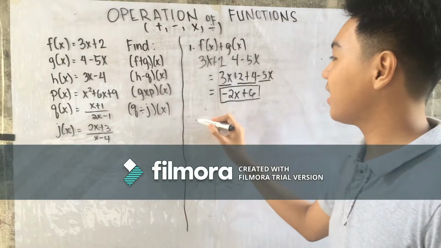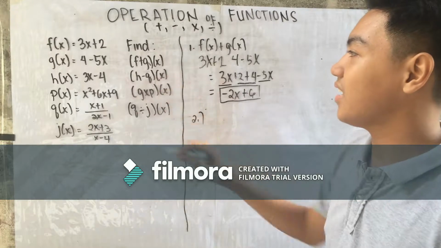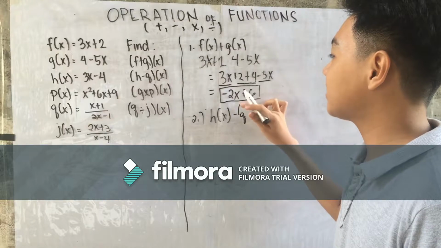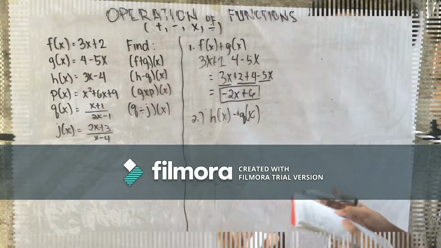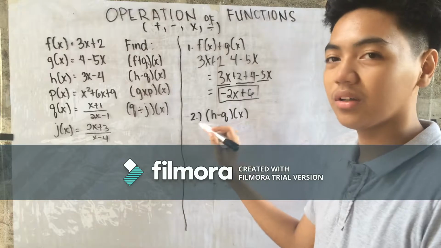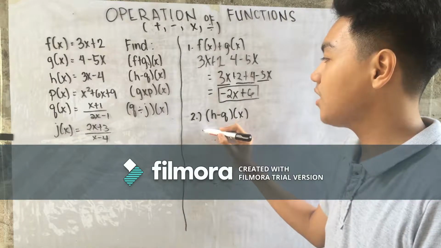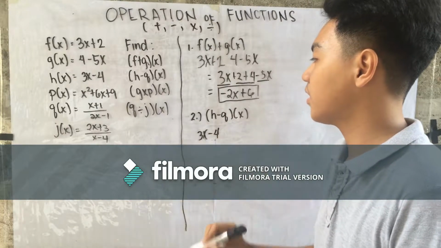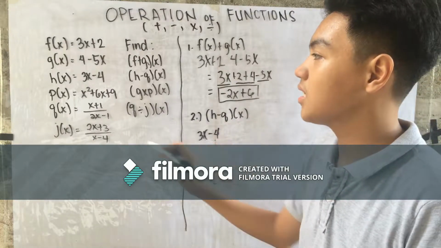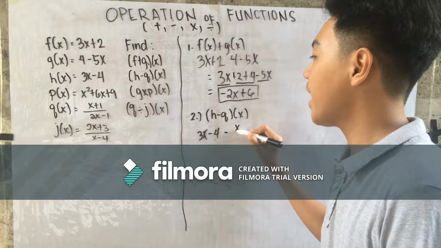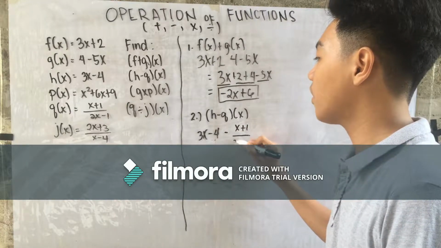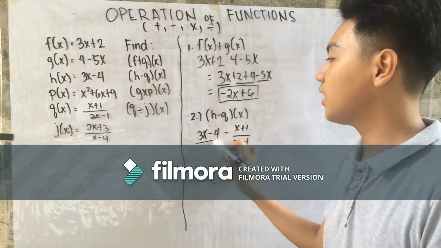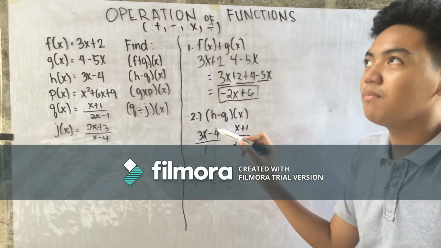So, next naman, h of x minus q of x. Ulit, hanapin muna natin yung values ng bawat function. So, h of x is equals to 3x minus 4. Then, ang q of x naman, minus x plus 1 all over 2x minus 1. Since may denominator to, lalagyan natin siya ng all over 1 kasi same value pa rin naman siya.